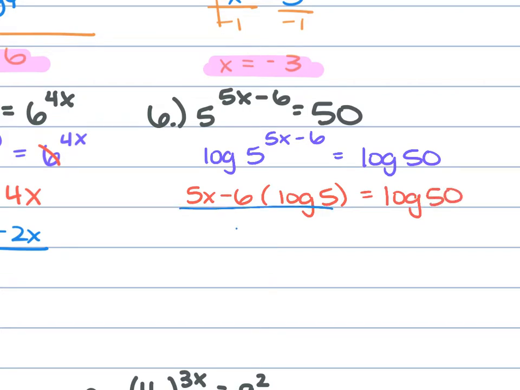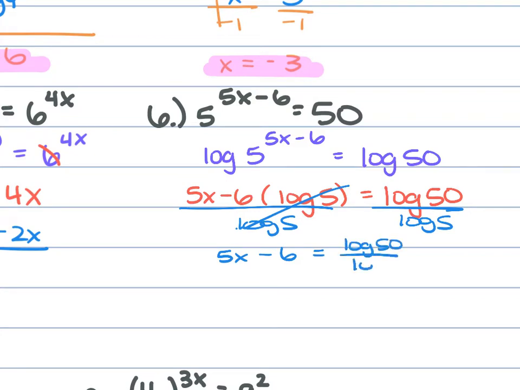We divide each side by the log 5. So we're going to have 5x minus 6 is equal to log 50 divided by log 5. From this, I'm going to add the 6, and then I'm going to divide each side by the 5.